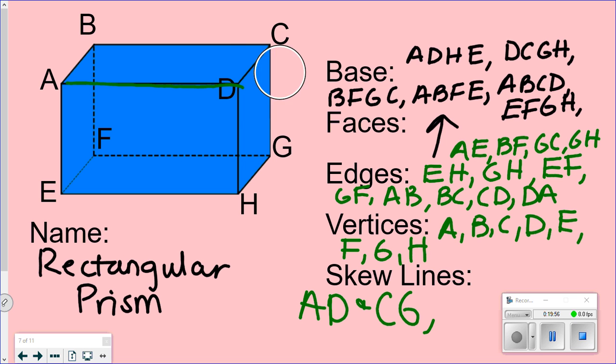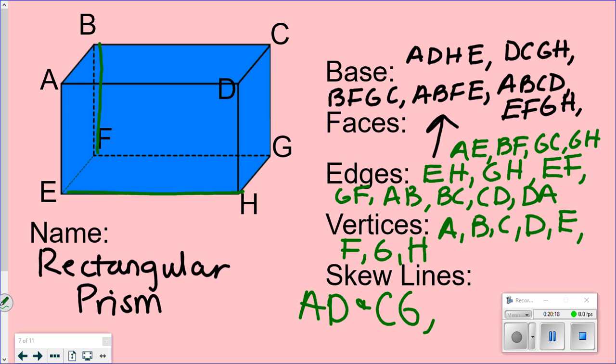Yep, that's another one. Anybody else got another one they want to try to make sure that's skew? Yeah, go ahead. BF and EH. BF and what was the other one? EH, you bet, that's another pair of skew lines. Yep, good job. You don't have to list any more, that's fine. Any questions?